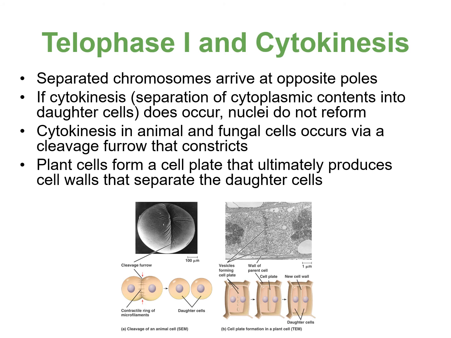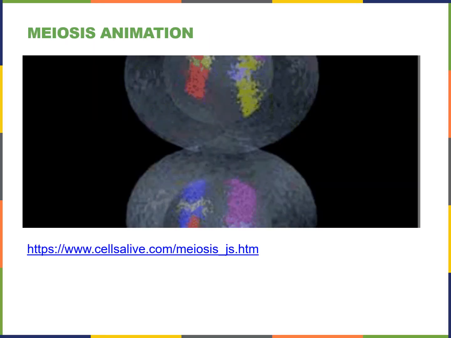meiosis 1. In plants, we've talked about this in chapter 10, a cell plate is formed during cytokinesis by the Golgi vesicles fusing at the metaphase plate. This cell plate will ultimately lead to the formation of cell walls that separate the two daughter cells in plant reproduction. This is a really cool meiosis animation, so at this point please pause the PowerPoint and click on this link and check out this video.